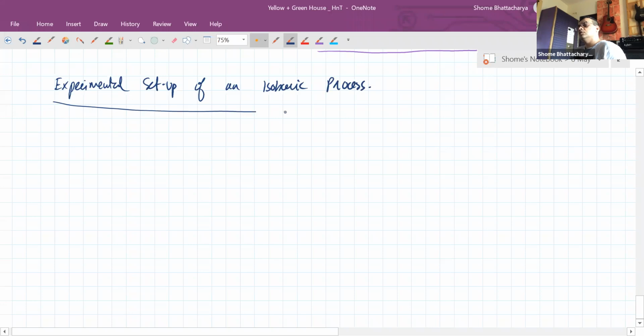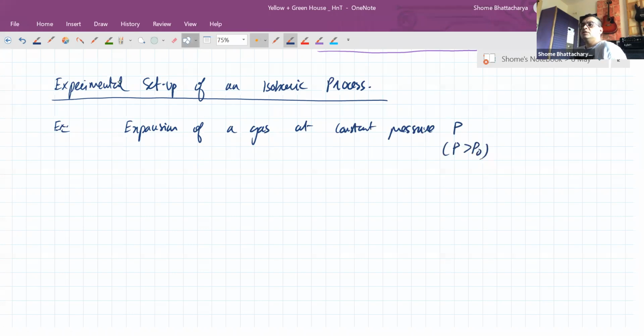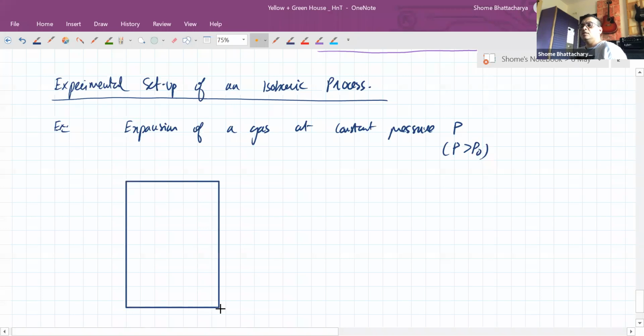Okay, so suppose we want to expand a gas at a constant pressure P, where P is greater than atmospheric pressure, for example. Okay, so one way we could achieve this quite easily at an experimental level is that we could have this kind of a setup.